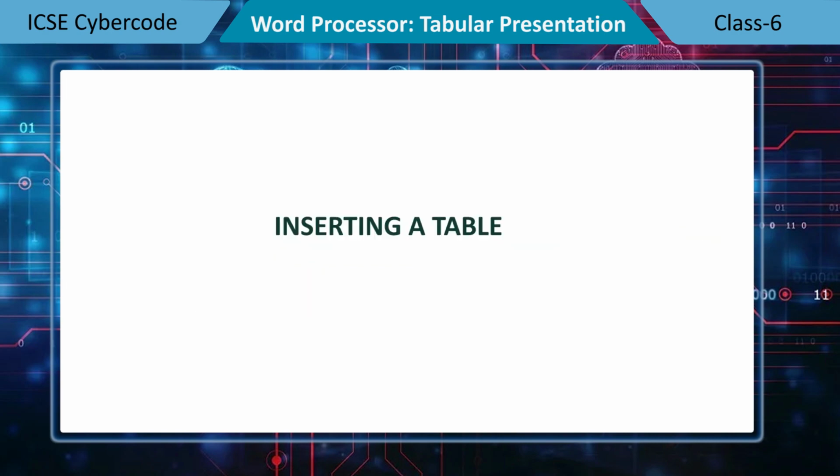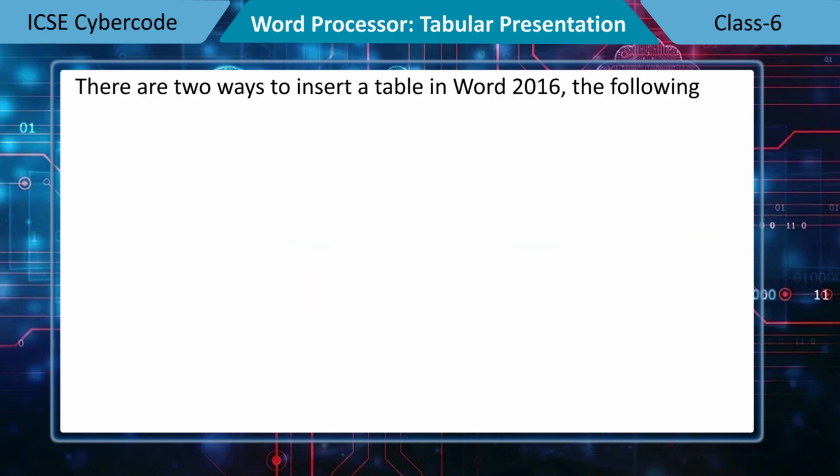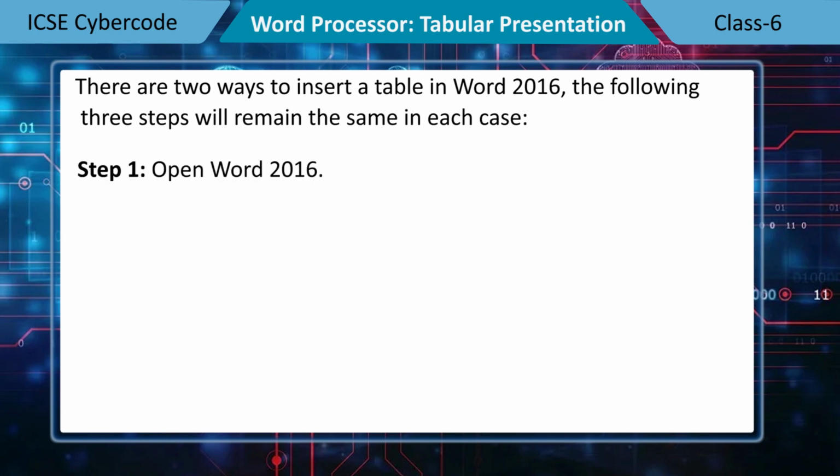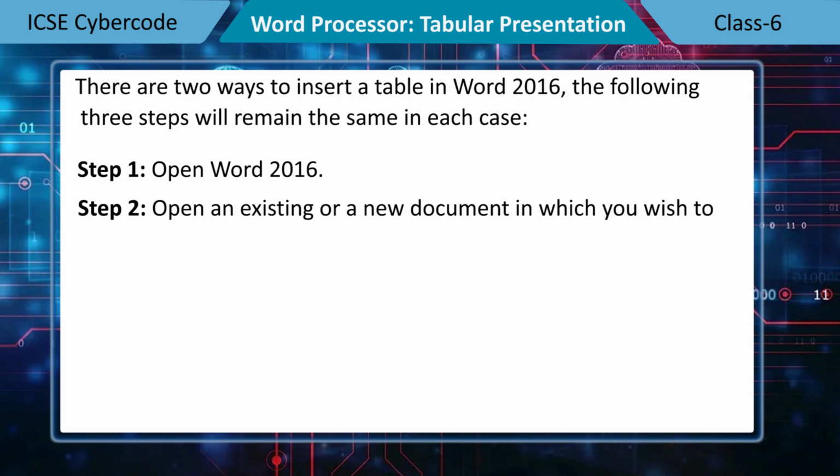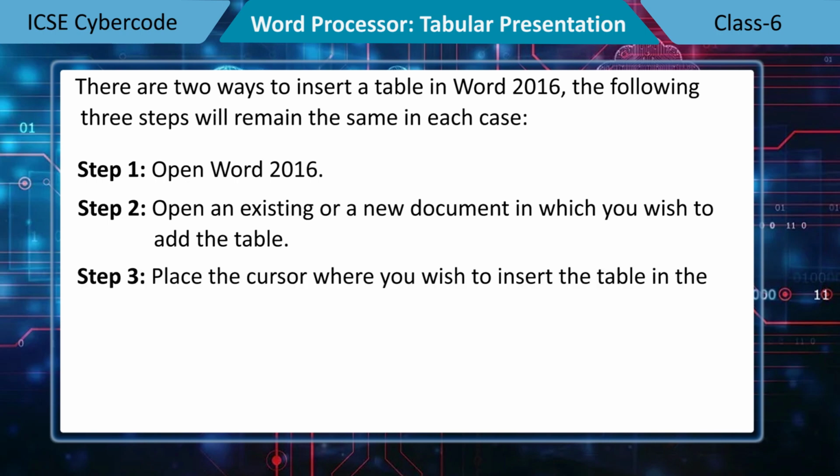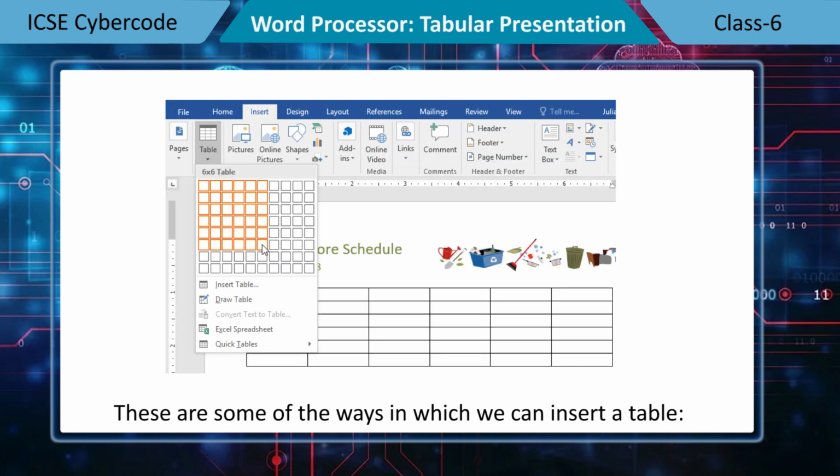Inserting a table. There are two ways to insert a table in Word 2016. The following three steps will remain the same in each case. Step 1. Open Word 2016. Step 2. Open an existing or a new document in which you wish to add the table. Step 3. Place the cursor where you wish to insert the table in the document. These are some of the ways in which we can insert a table.